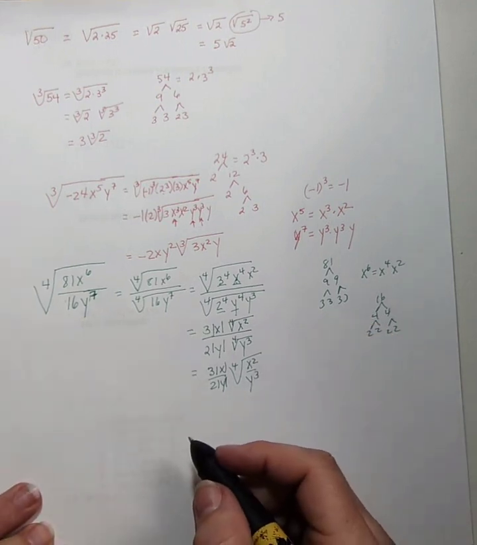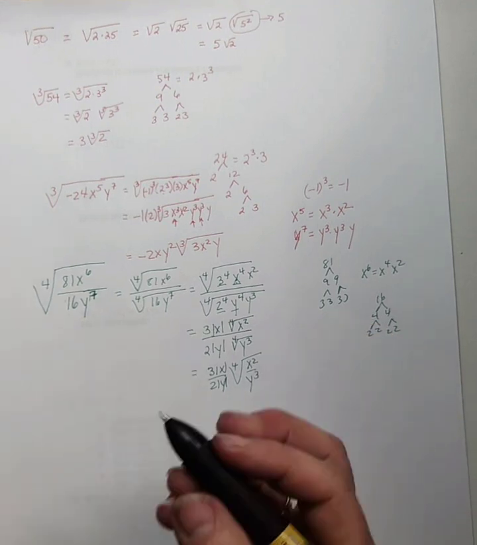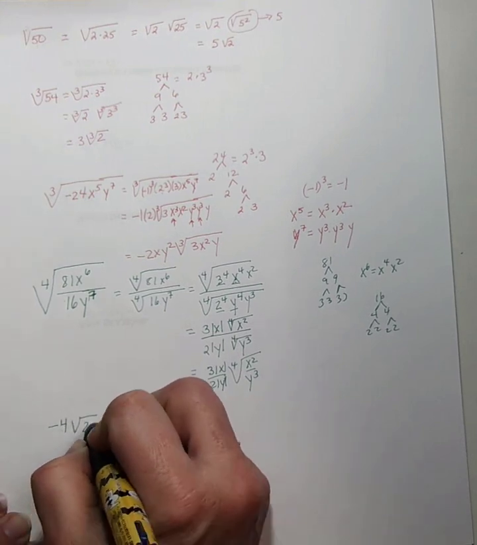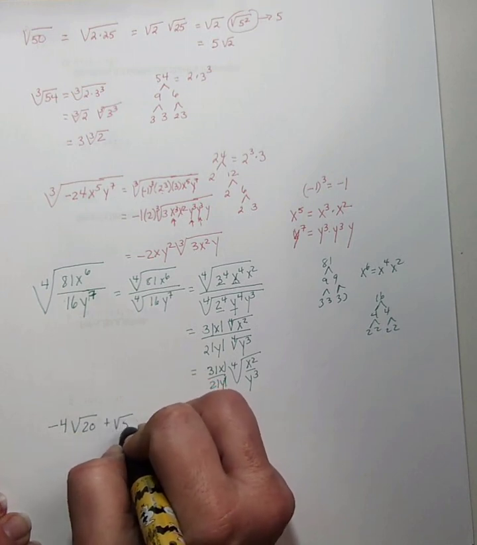Let's look at if we have an equation with radicals. So if I had -4 square root of 20 plus square root of 5.